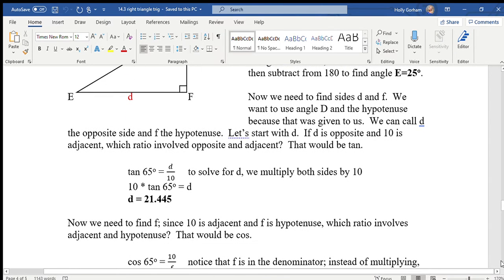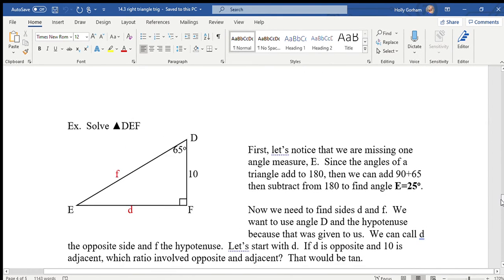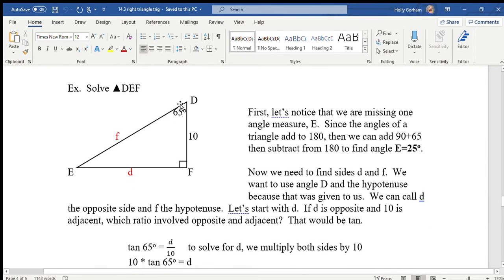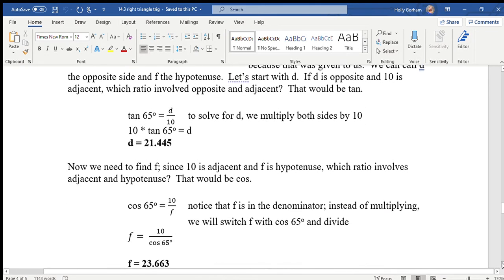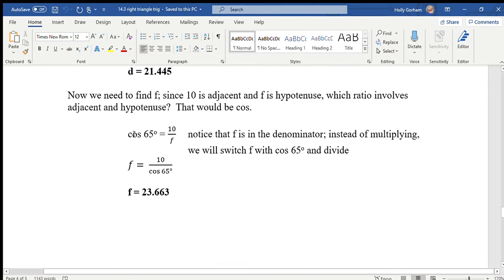When we solve for side F in particular, I'm going to go back up real quick. From the 65 that's given, we have 10, which is adjacent. And if we want to find F, that's on the hypotenuse. So adjacent and hypotenuse would be cosine. So that means cosine of 65 would equal 10 over F. That's adjacent over hypotenuse. But notice now that F is in the denominator.